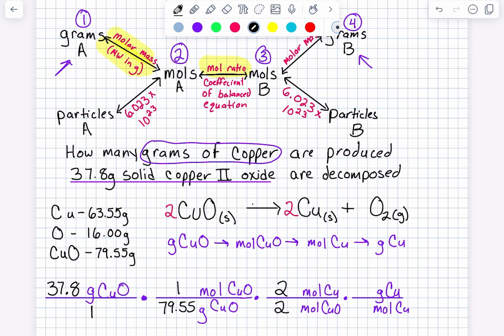And then finally, to go from ratio 3 to ratio 4, I need to use my molar mass. In this case, it's the molar mass of B because it's moles of B to grams of B. And so the molar mass of copper is 63.55 over 1. Then you just plug it into your calculator and that's all there is to it.